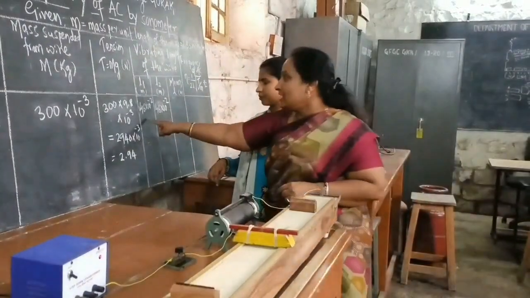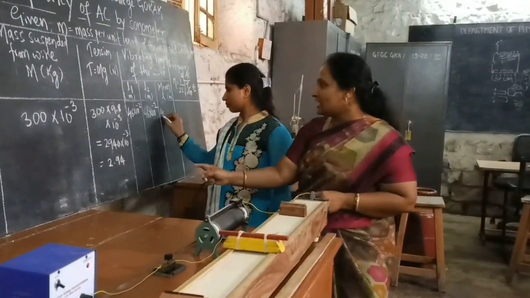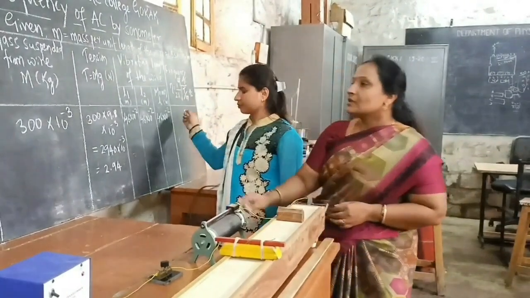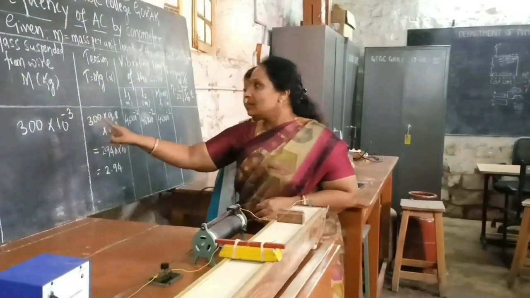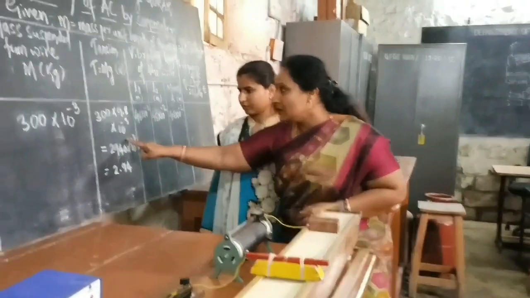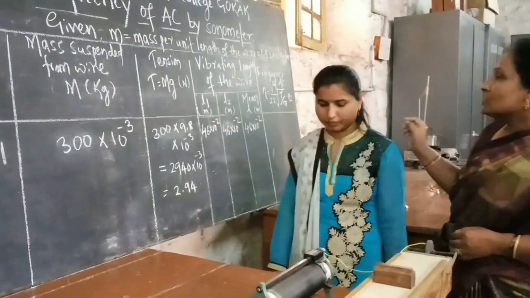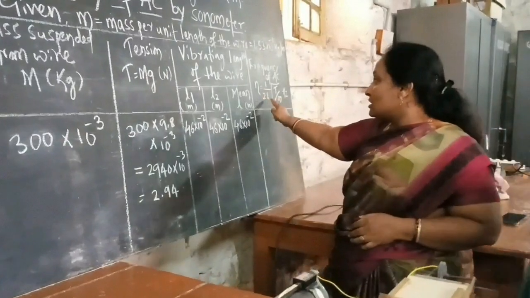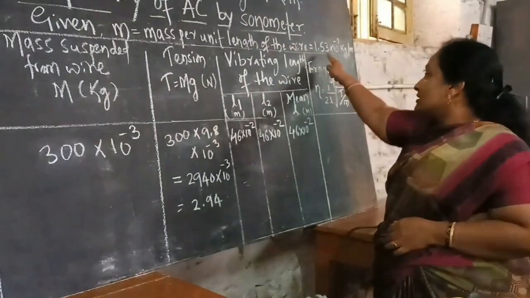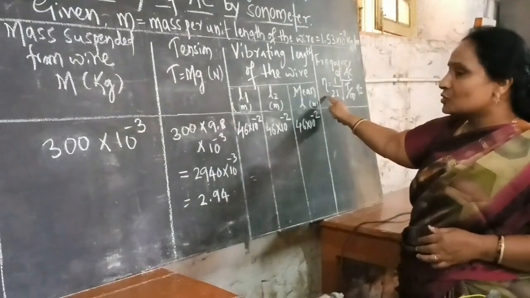After finding L1 and L2, we have to find the mean length. Mean length is 46 into 10 raised to minus 2 meter. Then using the mass applied, we can calculate the tension. Tension is 2.94 Newton and the vibrating length is 46 into 10 raised to minus 2. So using these two, substitute the value of L, tension applied, and mass per unit length in this expression to calculate the frequency of the AC by the sonometer.